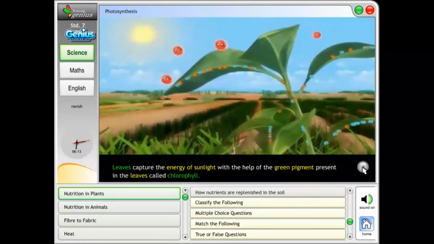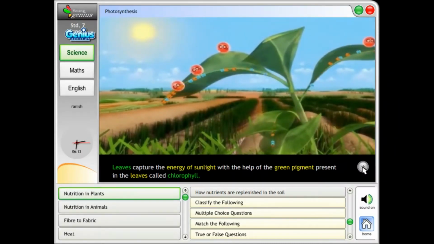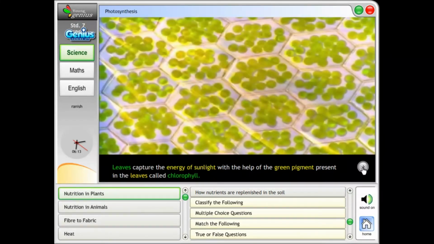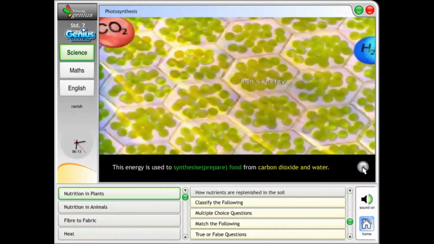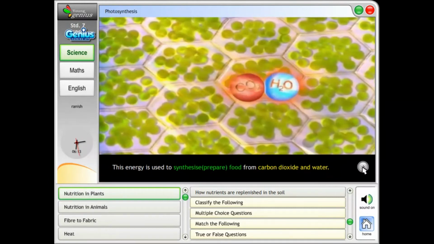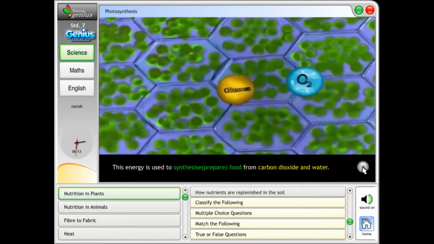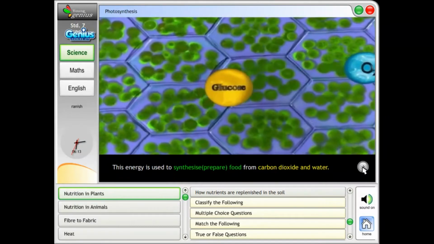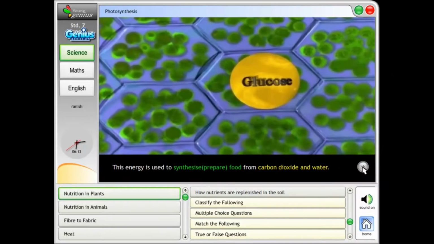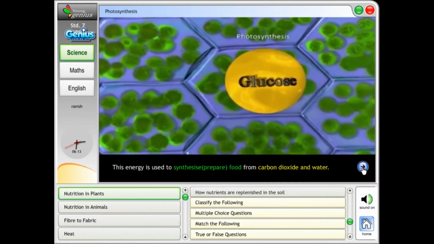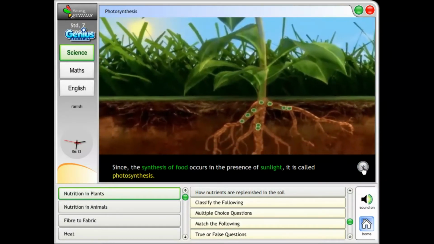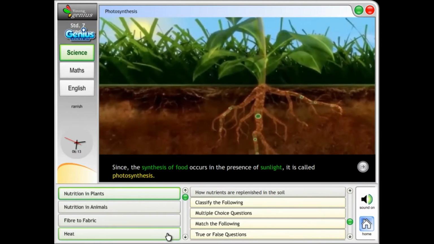Leaves capture the energy of sunlight with the help of the green pigment present in the leaves, called chlorophyll. This energy is used to synthesize, prepare food from carbon dioxide and water. Since the synthesis of food occurs in the presence of sunlight, it is called photosynthesis.